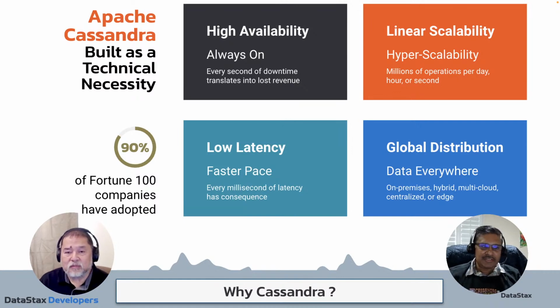And I'll talk about AstraDB, where you don't even know how many nodes there are. It scales automatically depending on the load. We talked about the global distribution, which is multi-cloud, or you could have your on-prem data centers connected with each other, and you could have multiple data centers across the globe.